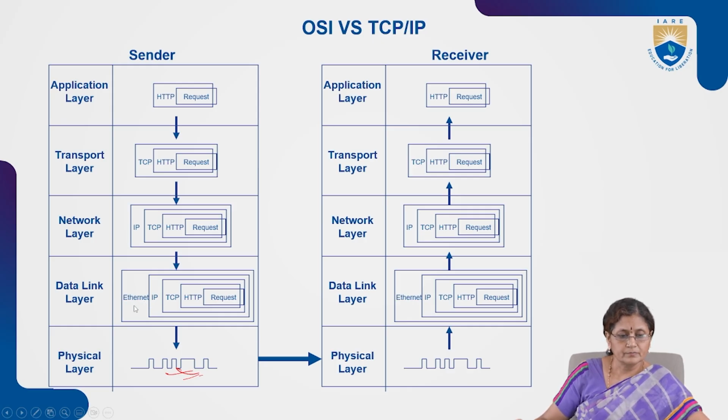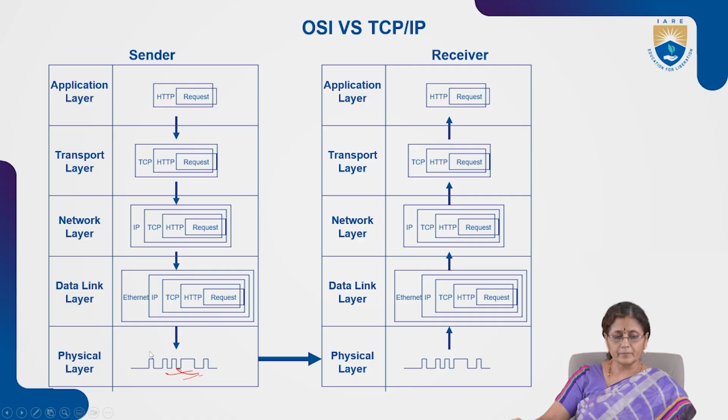All these protocols are added in each and every layer: Ethernet in the data link layer, IP in the network layer, TCP in the transport layer, and HTTP in the application layer, and a request is sent. The request is accompanied with all these protocols. When these details are added in each and every layer, it is sent to the physical layer.